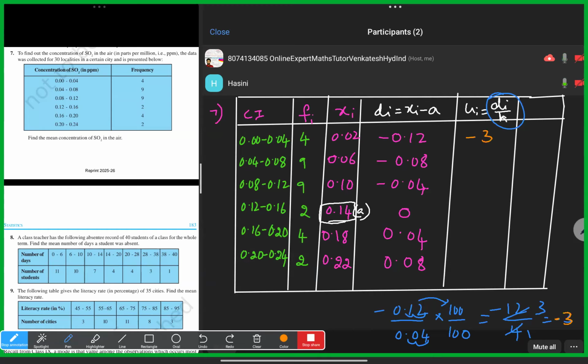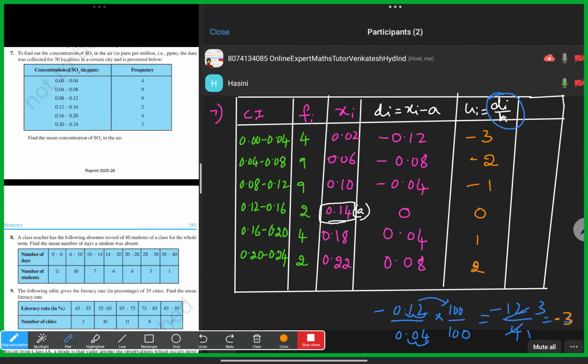Same way, the next one: minus 0.08 by 0.04, if you do it, both the decimals will go. 8 by 4 is minus 2. Similarly, the next one, minus 0.04 by 0.04, it will become 1 after multiplying by 100 each. 4 by 4 is 1. 0 by anything is 0. Now similarly 0.08 by 0.04, 8 by 4 you will get 2.